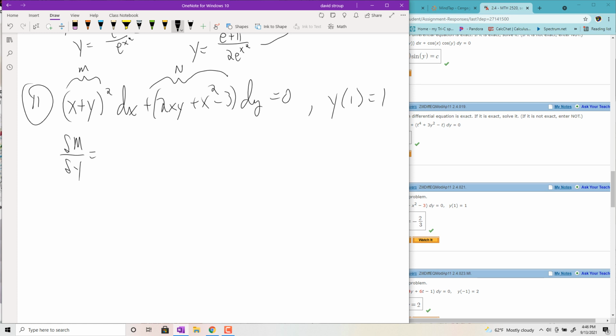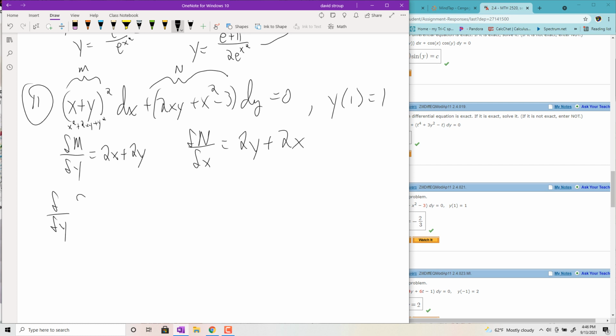So the partial of m with respect to y, I'm going to FOIL this out first. So x squared plus 2xy plus y squared. So the partial with respect to y is going to be 2x plus 2y. Okay? And then the partial of n with respect to x is 2y plus 2x. So those are the same, so you can go ahead to your process.